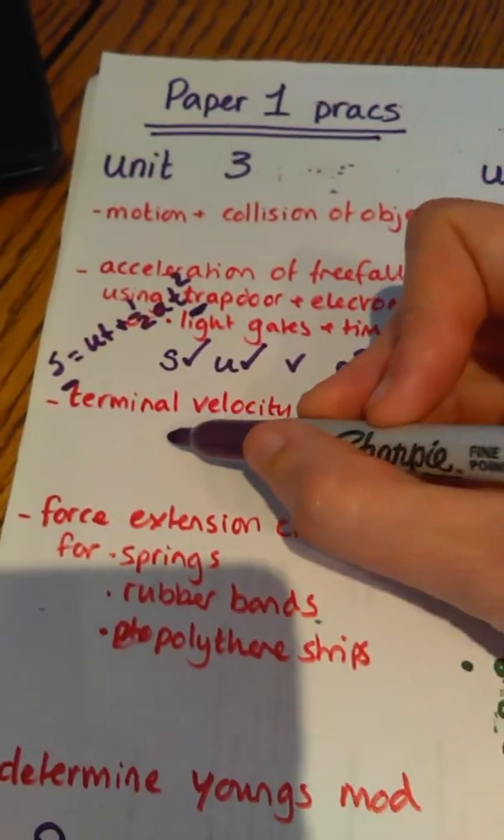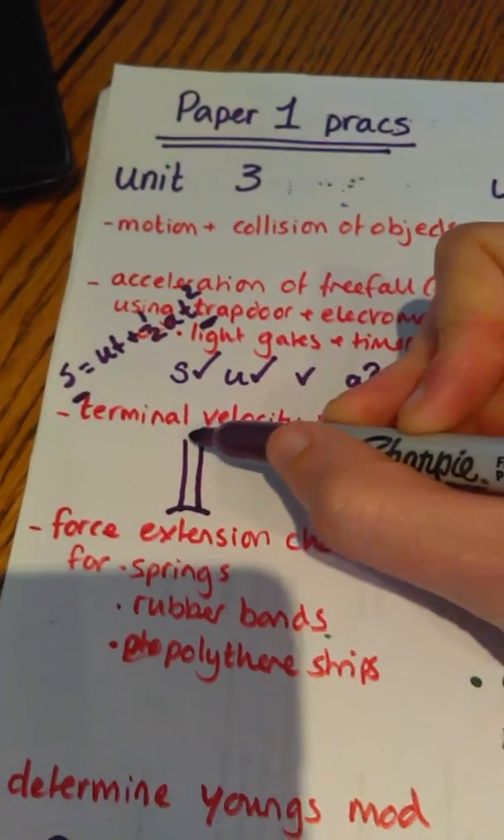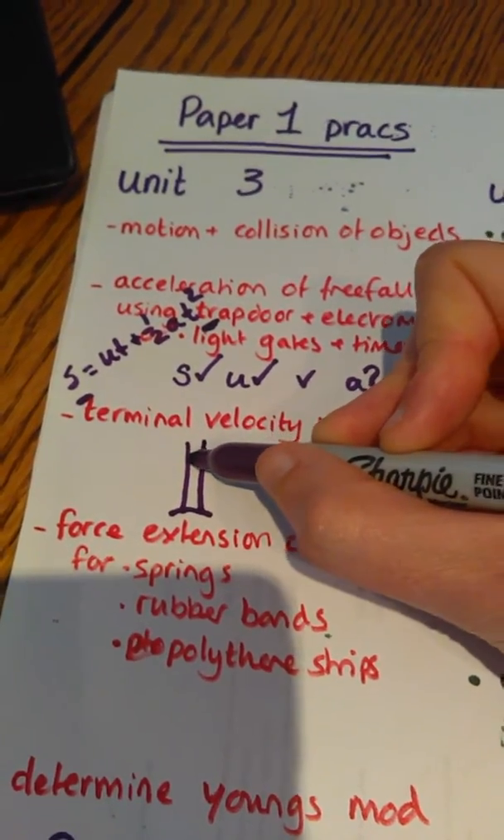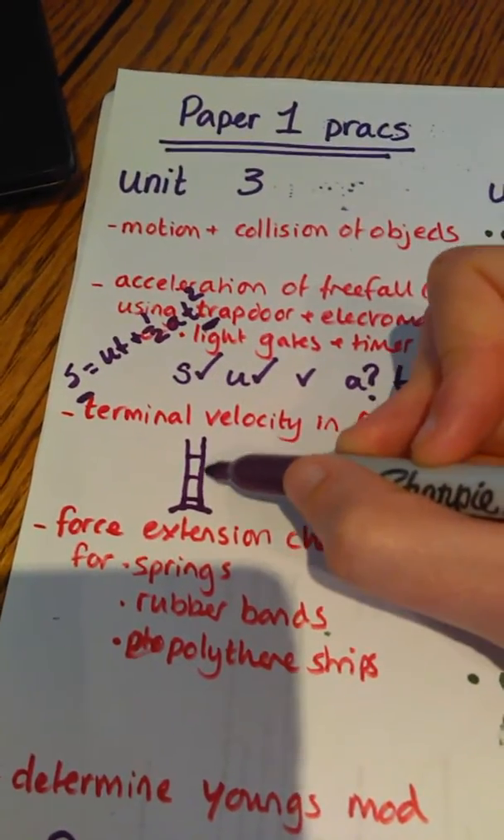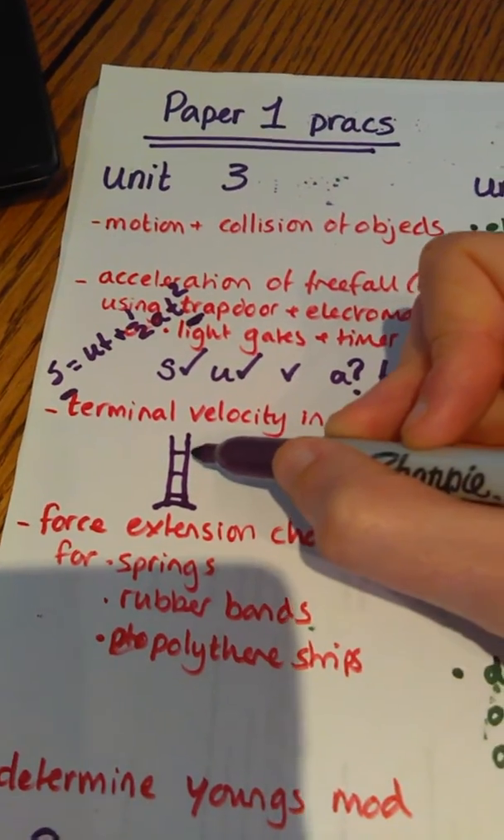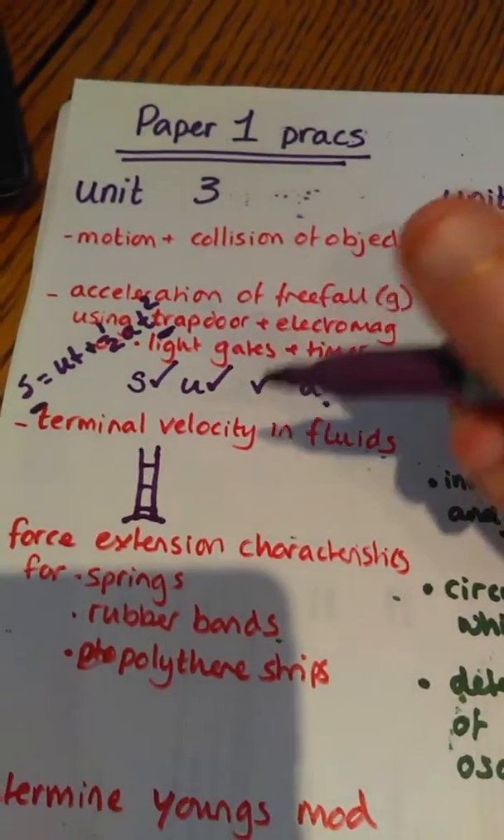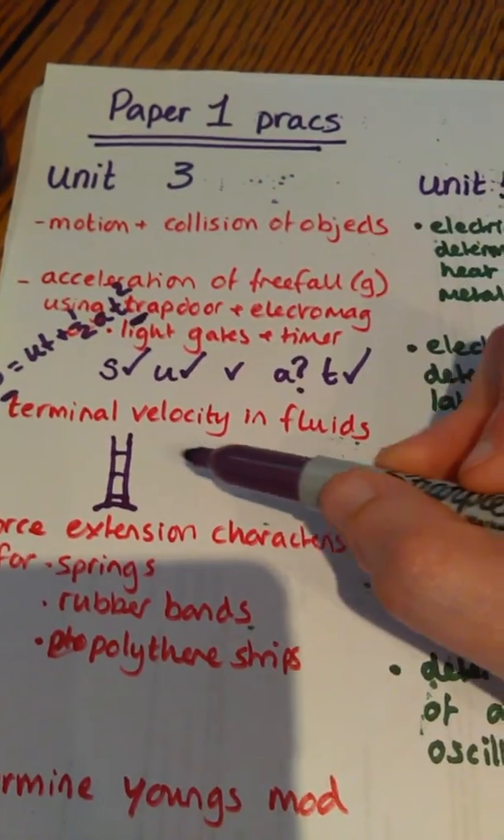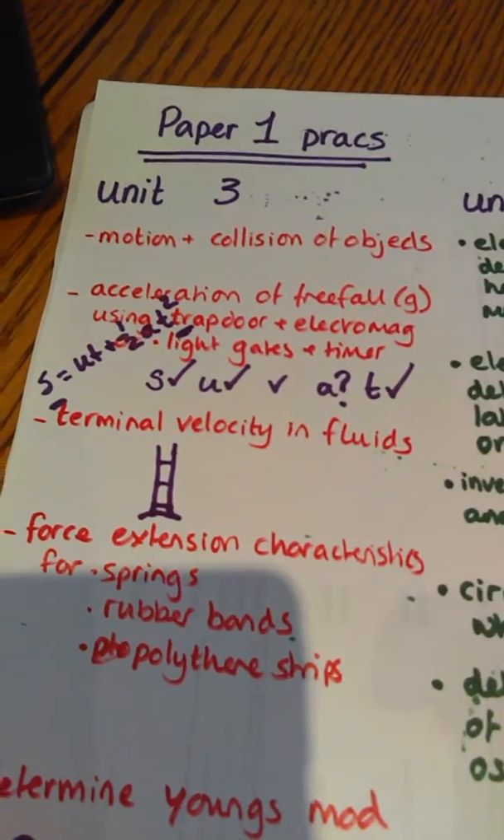Terminal velocity in fluids, that's the one where you drop it through the wallpaper paste, the oil, whatever it is, and as it drops through every second, put a marker on the column, and when those markers are an equal distance apart, then you know that it's reached terminal velocity, and you can calculate terminal velocity just doing distance over time, because it's not accelerating when it's at terminal velocity.